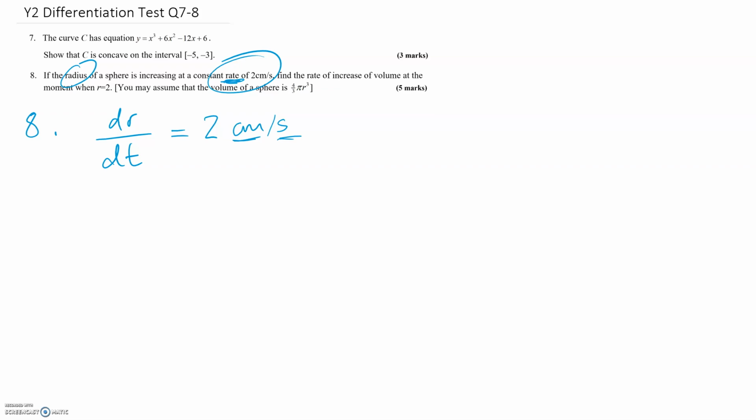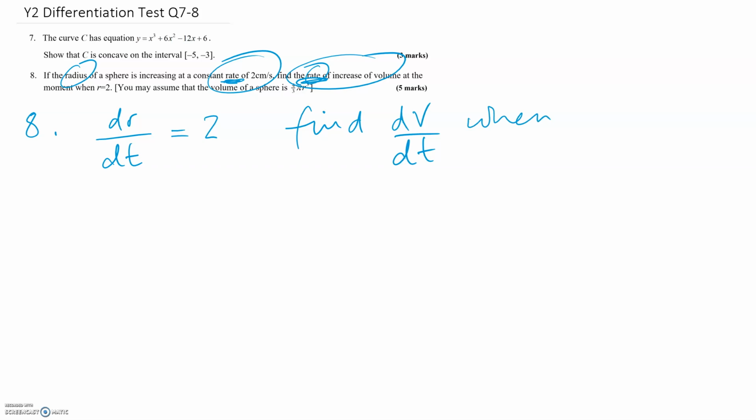Anyway, we could just leave that as it is, and now see what else we're told in this question. We've got to find the rate of increase of volume. So we want to find dV by dt. Again, whenever you see the word rate, you put a dt on the bottom. We're trying to find that when r equals 2.